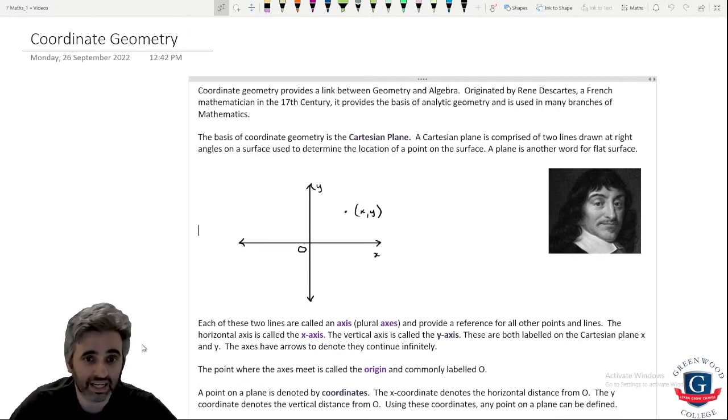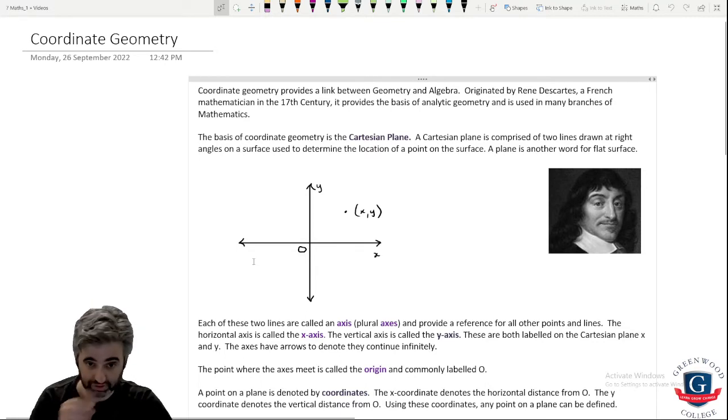So where's the starting point? Well, I suppose it starts with the Cartesian plane. It's a pair of axes. The horizontal axis is called the x-axis. The vertical axis is called the y-axis, and the point where they meet is called the origin. Typically, it's labelled with a point with the letter O.